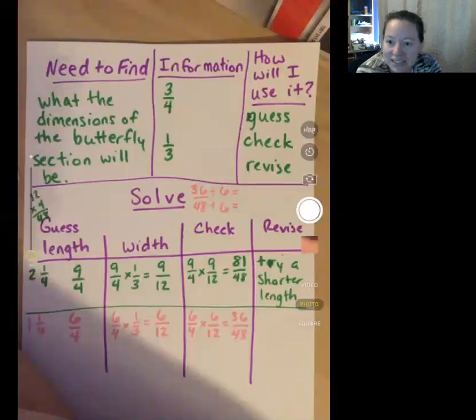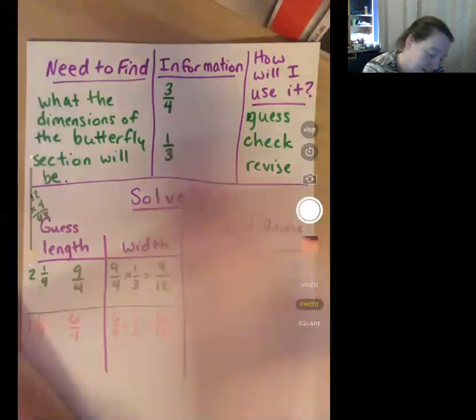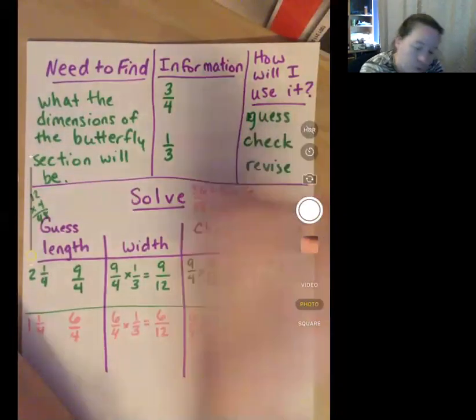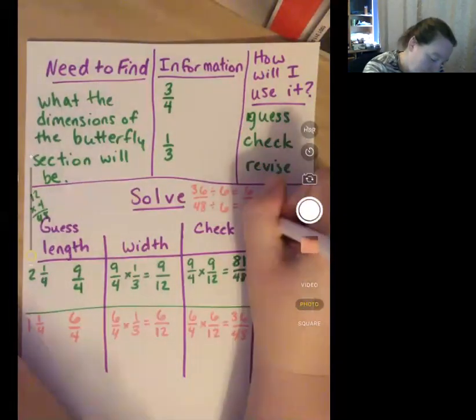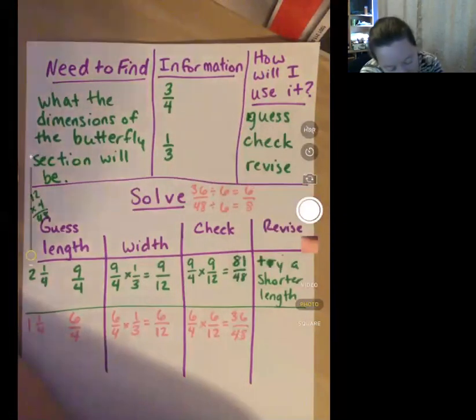36 divided by 6 is 6. 48 divided by 6 is, this is one of our facts, 6 times what gives us 48? 8. All right, so 6/8 now.